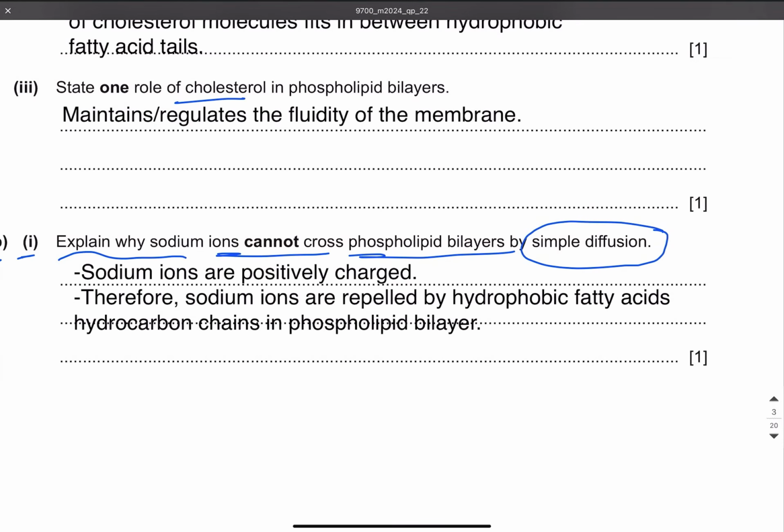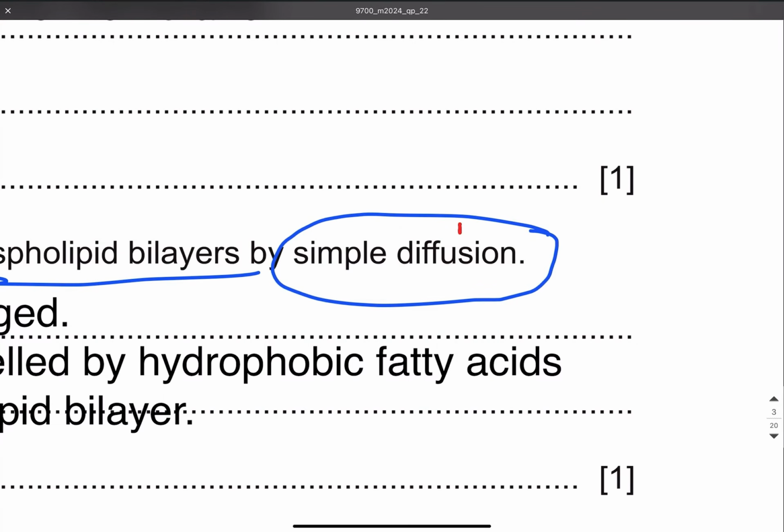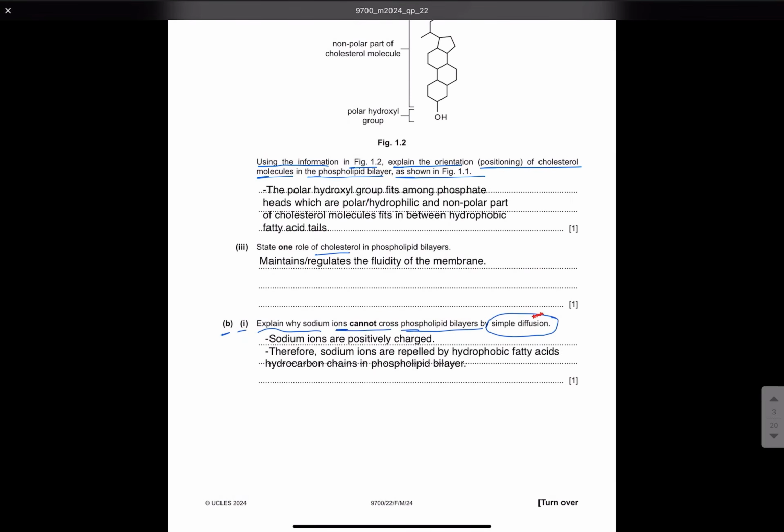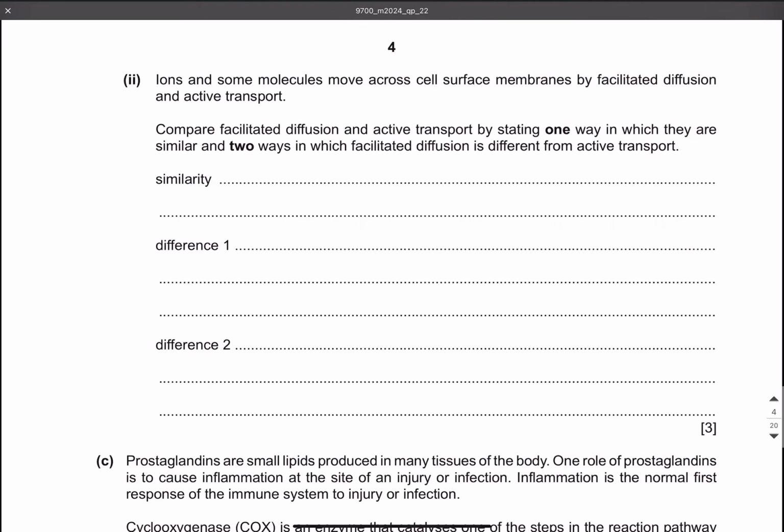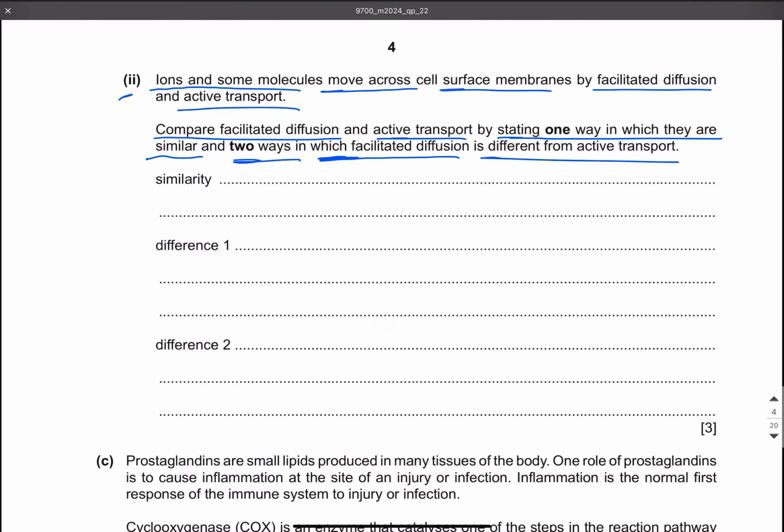You should remember that simple diffusion is the diffusion of particles from a higher concentration to lower concentration through the gaps between the phospholipids, right? This is simple diffusion. Let's move on to the next part, that is part 2. Ions and some molecules move across cell surface membrane by facilitated diffusion and active transport. Compare the facilitated diffusion and active transport by stating one way in which they are similar and two ways in which facilitated diffusion is different from active transport.